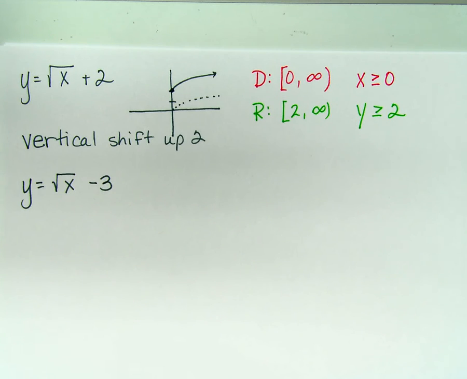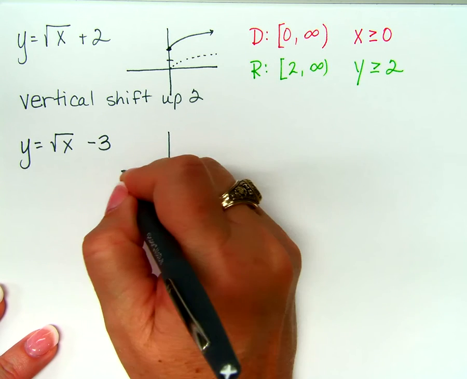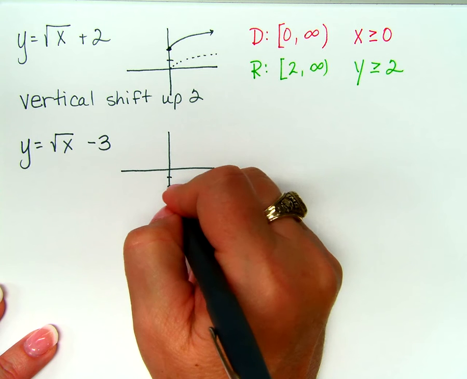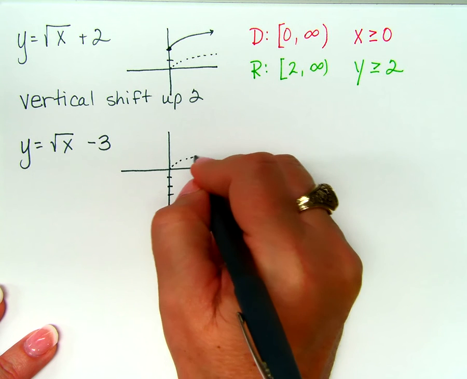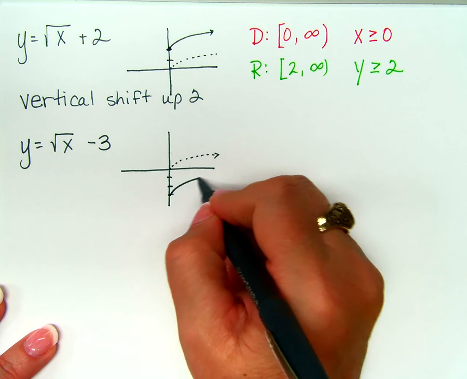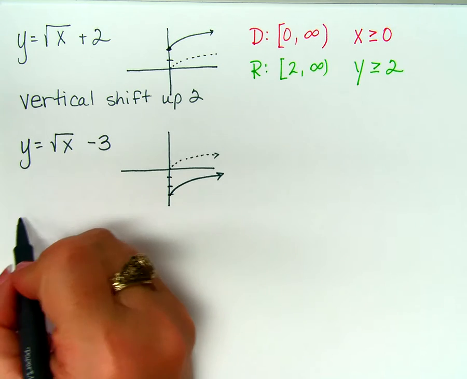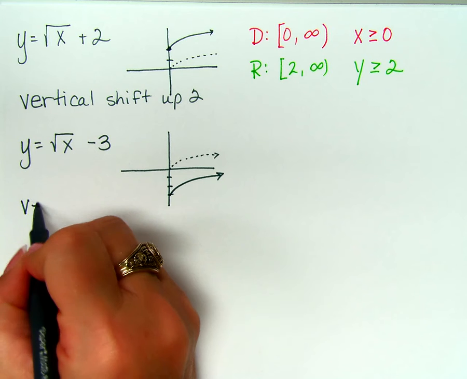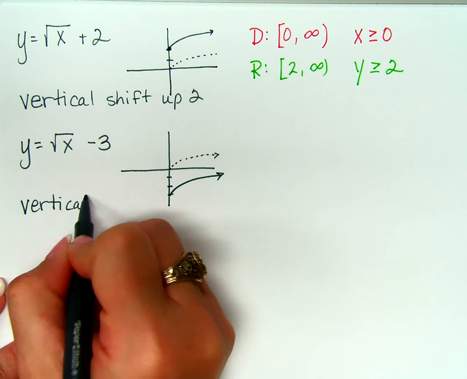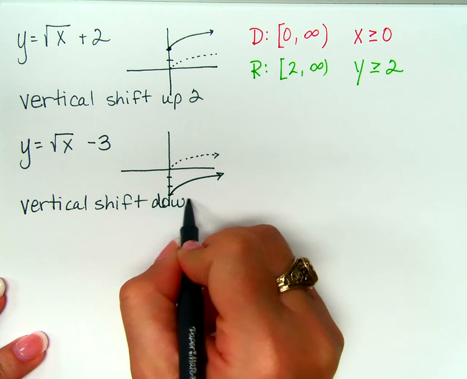What about that one? So if this is the parent function, then this one has moved down 3. Like that, right? And so our words would be down 3.